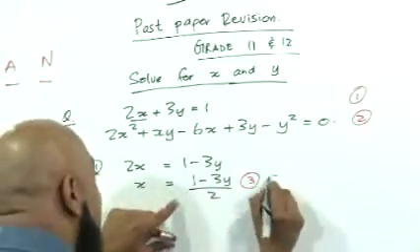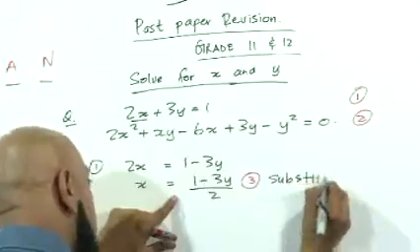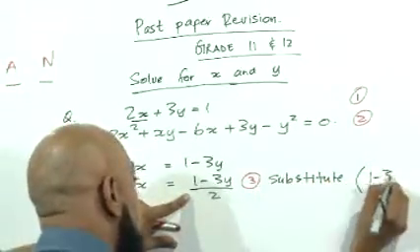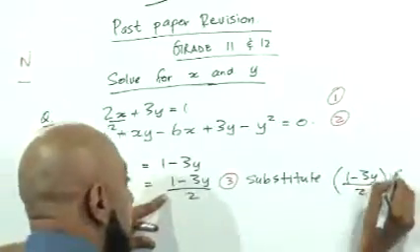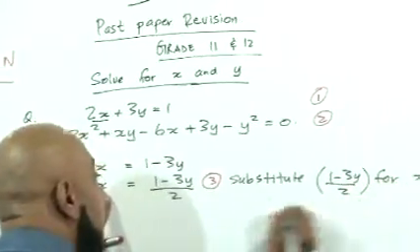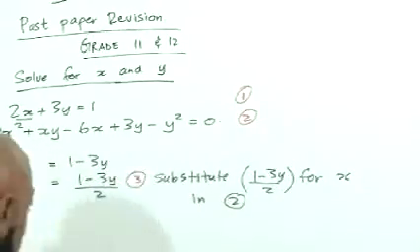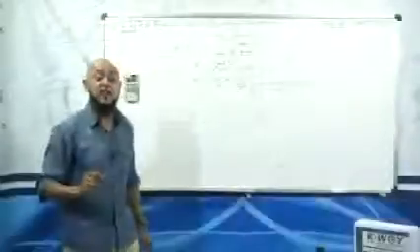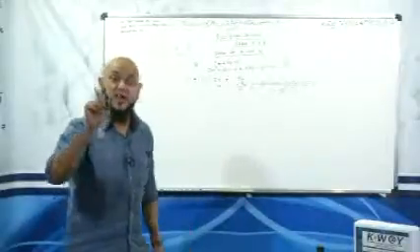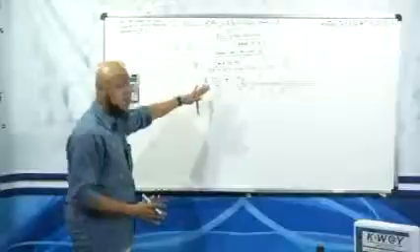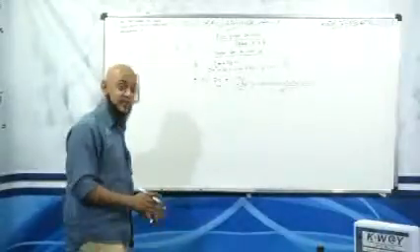Now we say substitute that value, 1 minus 3y over 2, for every x in equation number 2. You were working in equation 1, we're now going into equation 2, and this is the crucial and critical part, because if the algebra is messed up here, game over, you're getting it all wrong. And remember, a question like this is worth 7 to 8 marks in the exam.